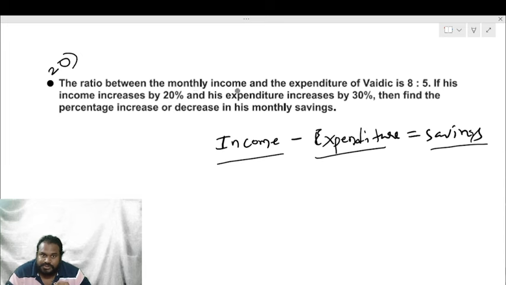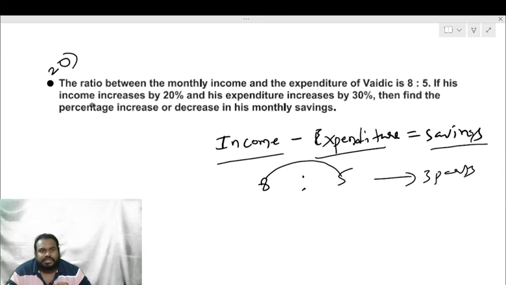The ratio between the monthly income and the expenditure of the person is given as 8:5. Income is 8 parts and expenditure is 5 parts. If you subtract 5 from 8, it will be 3 parts. So 3 parts is savings out of 8 parts. The income increases by 20% and his expenditure increases by 30%, then find the percentage increase or decrease in his monthly savings. This can be solved by assuming that he gets an amount of 100 rupees as salary.